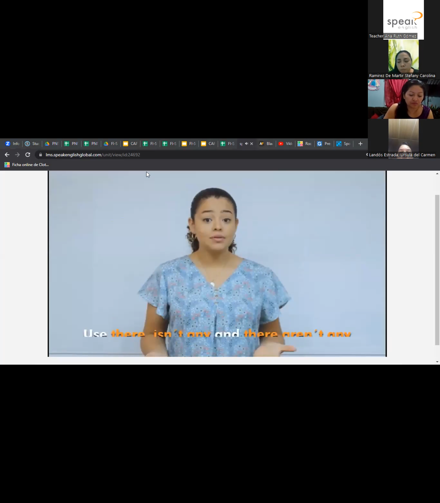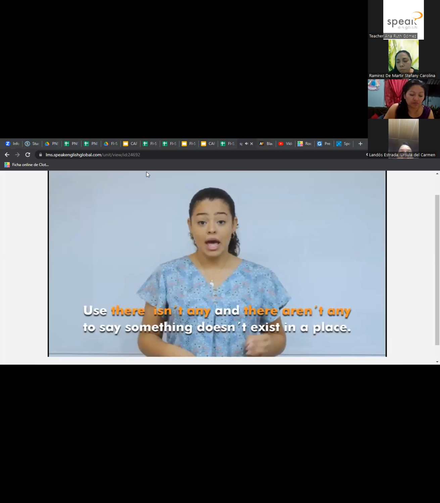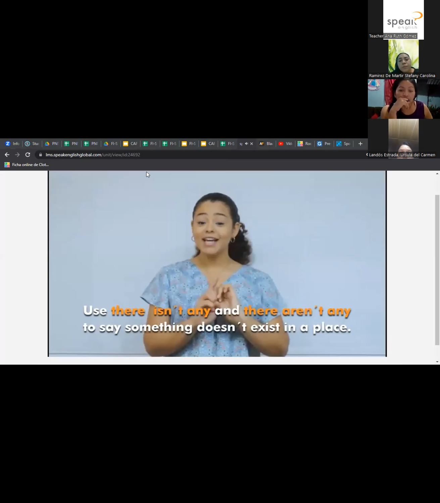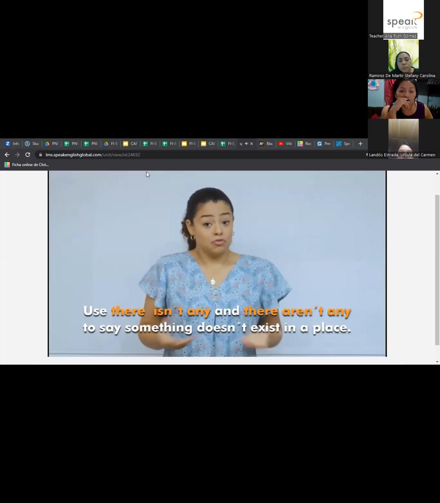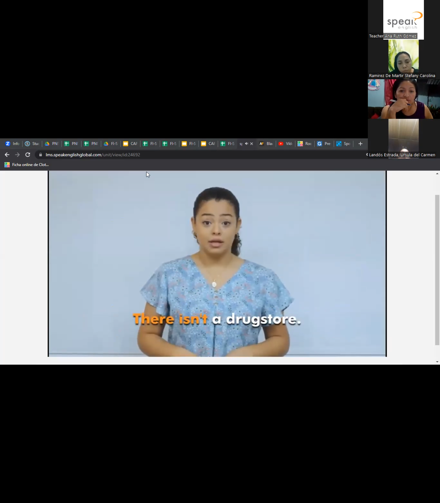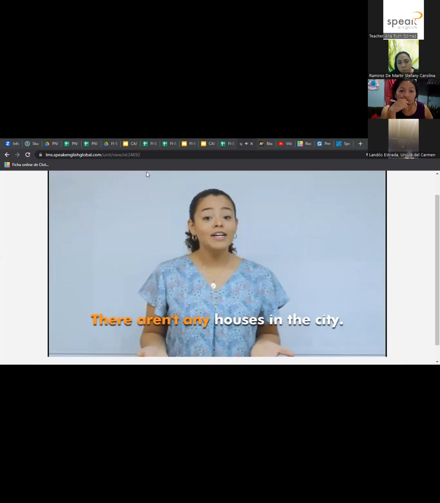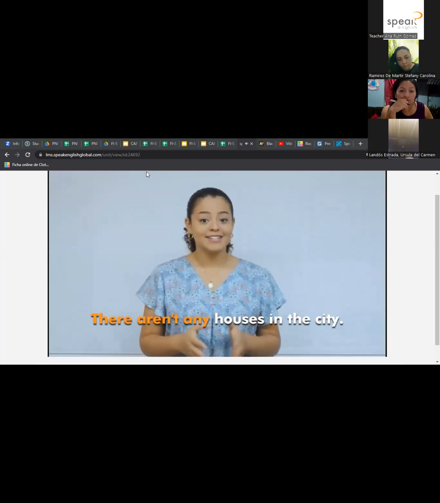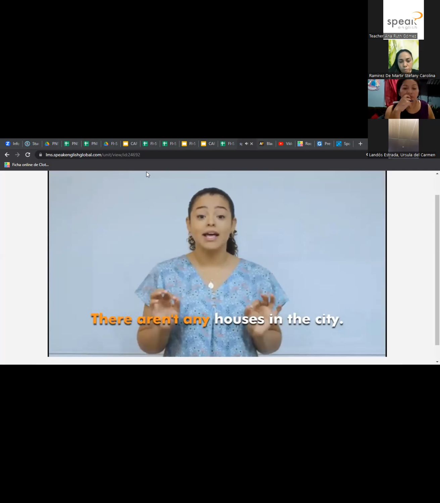But use there isn't any and there aren't any for things that don't exist in a place. For example, there isn't a drugstore in the city. There aren't houses, in this case, there aren't any houses in the city.